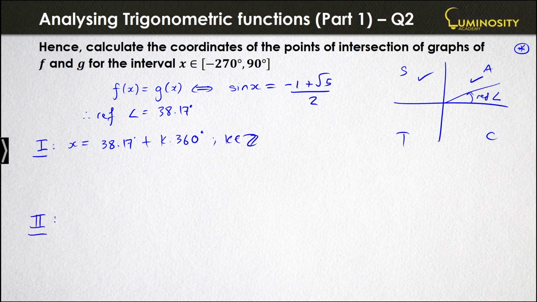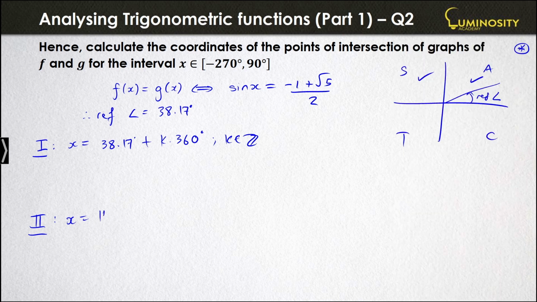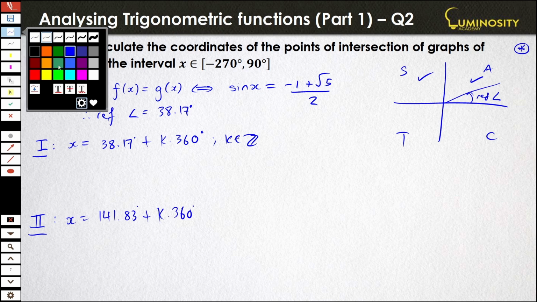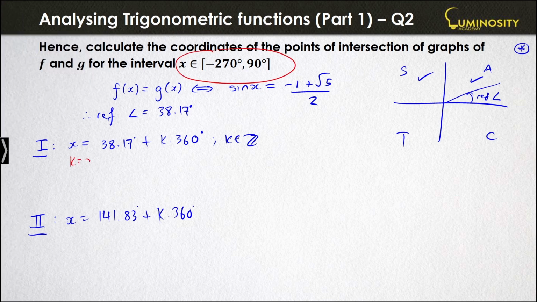And the quadrant 2 solution is x equals 180 minus that reference value. So let's go 180 minus that answer, 141.83 plus k times 360 degrees. Okay, so let's apply it to this restricted domain here. So when k is 0 for the first quadrant, x is 38.17 degrees, which is valid.